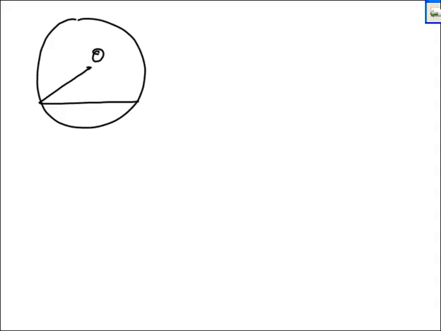Alright, how about we have this problem? You have the center of the circle being called O, and you have this triangle in there. You call this E, F, and good old G.